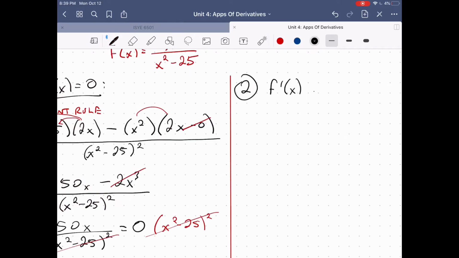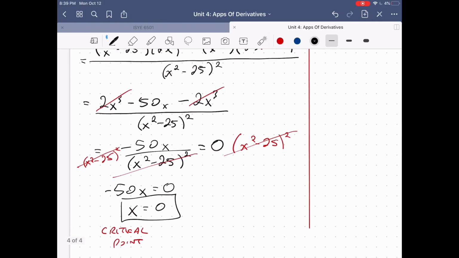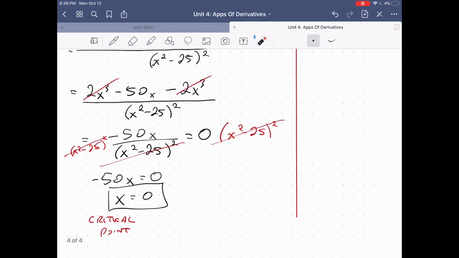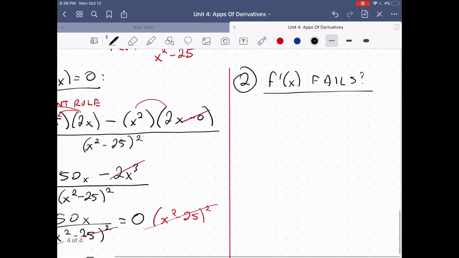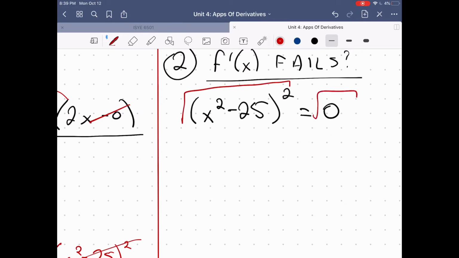Step 2, we want to check to see when does f prime of x fail. So f prime of x fails if you end up dividing by 0. So the derivative would not exist at that point. So all we really need to do on this step is just to take all of that denominator, x squared minus 25 squared, and set it equal to 0. So that would tell us only when the derivative fails. So we have x squared minus 25, quantity squared, is equal to 0. Take the square root of both sides. The square root cancels with the square.